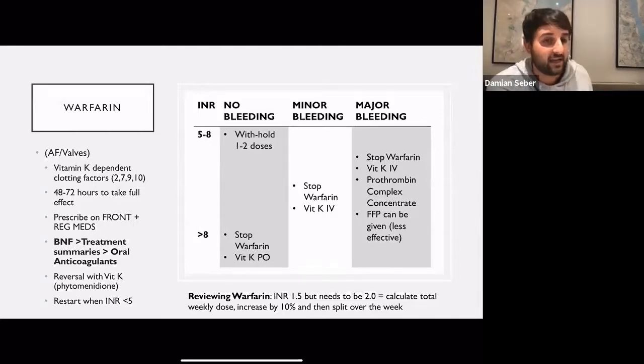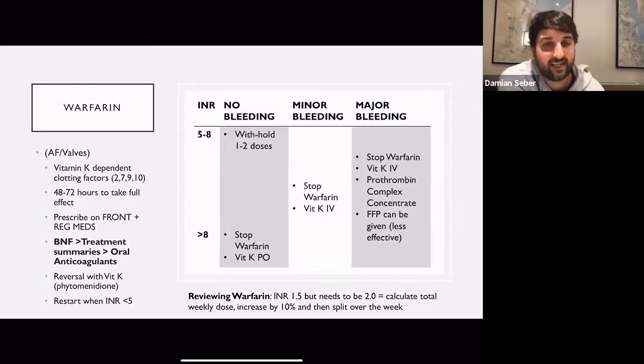And if you want any information on warfarin during your OSCE, you'll have the BNF on an iPad in front of you. If you just go to treatment summaries and then oral anticoagulants, it literally has everything there. They might give you a scenario about bleeding, which is why I've got that huge table there, which I'll talk you through. But generally, you reverse warfarin with vitamin K, and that's under phytomenadione on the BNF, confusingly. If you search vitamin K, it might not come up. And then you restart your warfarin when the INR is less than 5.